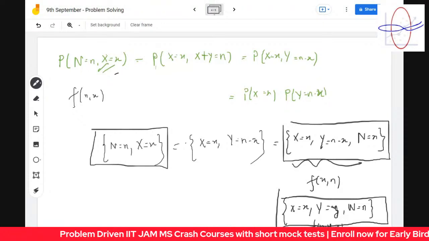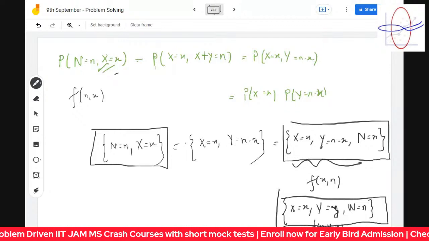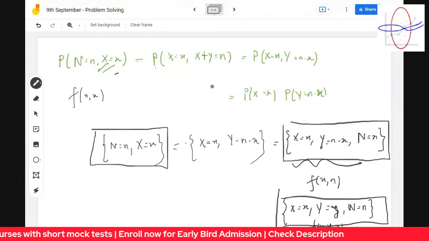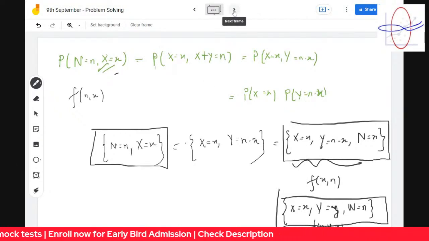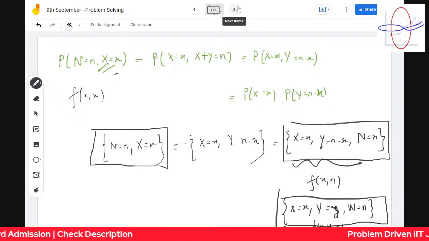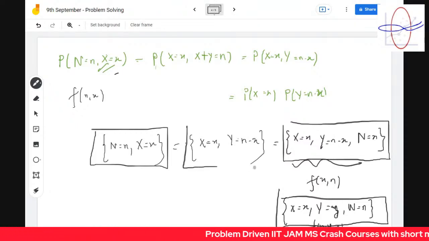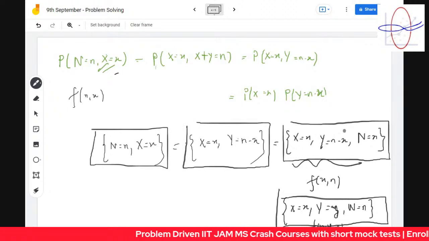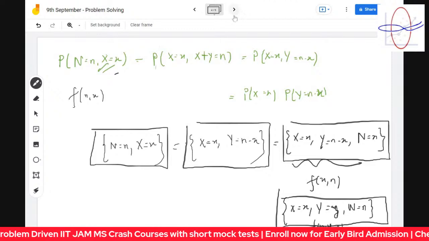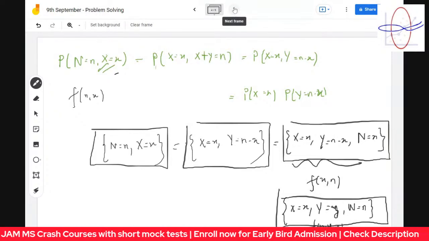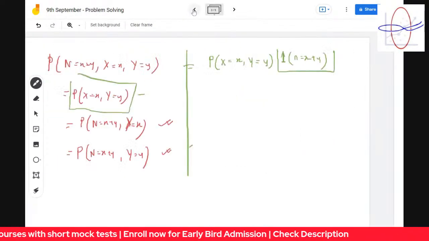Sure. Why is there a difference between the probability of X equals x, Y equals n minus x, and capital N equals small n, and the probability of X equals x, capital Y equals small y? They are the same probability. They are the same event. In two cases, n defines x plus y. Where is the difference?